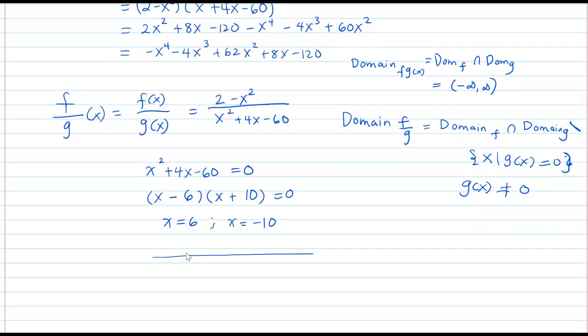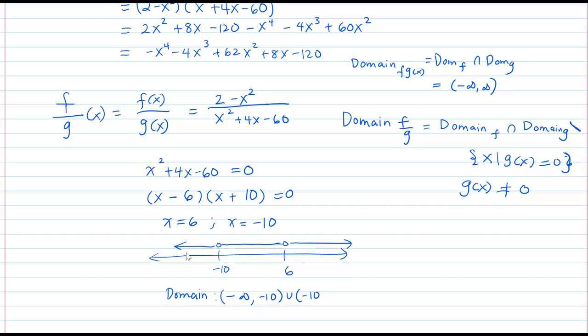So if you have the number line here, you have a hole at negative 10 and also a hole at 6. So your domain now is just from negative infinity up to negative 10, union negative 10, so you don't include negative 10, going to 6, union 6 to positive infinity. That's the domain of f over g of x.